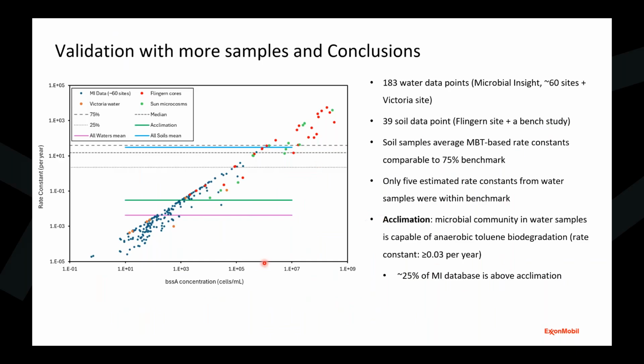Now, since all of these calculations show that if you use MBT, so bssA concentration, to calculate a rate constant from a water sample, you are most likely underestimating because your microbes are not really in the water. They are more often than not attached to the soil. Then we decided to use that 0.3 divided by 10 to account for the underestimate. And so by doing that, we include way more samples from the water phase than we would if we were going to use the classic 0.3. But again, it's not set in stone.